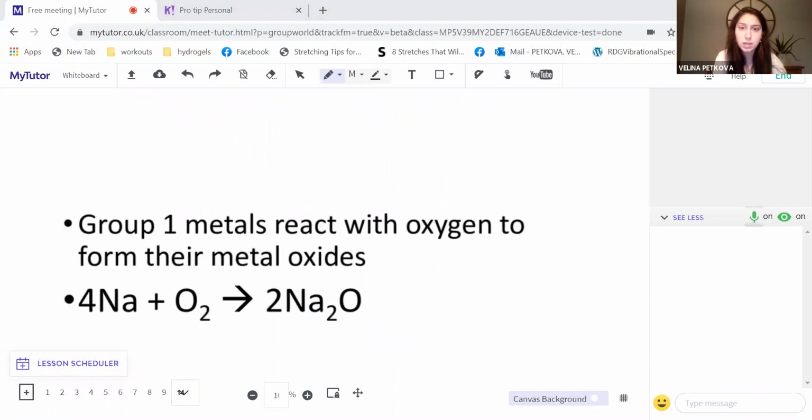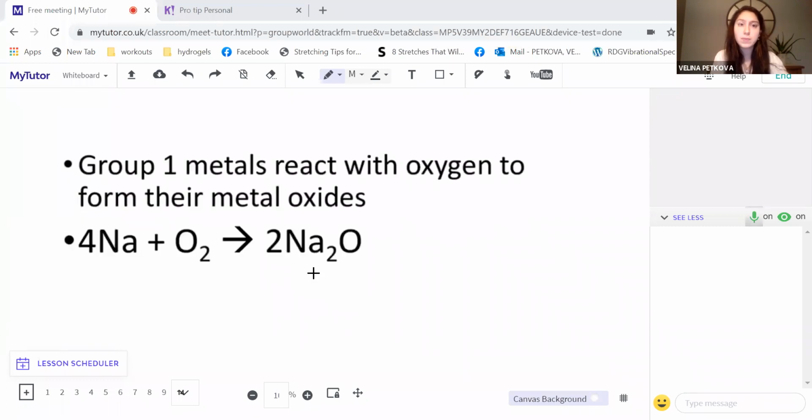You need to know the first 20 elements. Yeah, correct. So there will be a Kahoot, and we're going to understand why the reactivity increases down the group in a bit. And what happens if an element cannot react to get a full outer shell? They will always react to get a full outer shell.